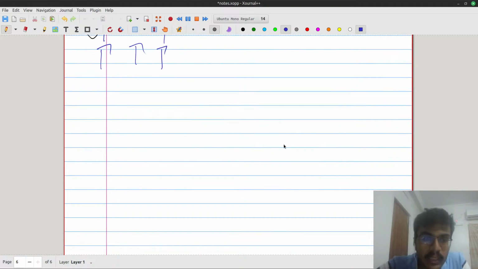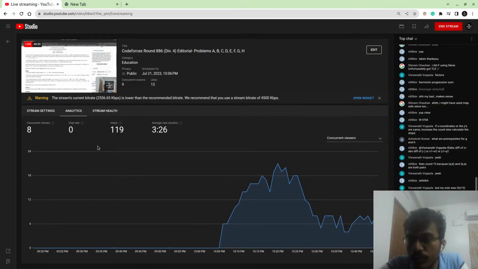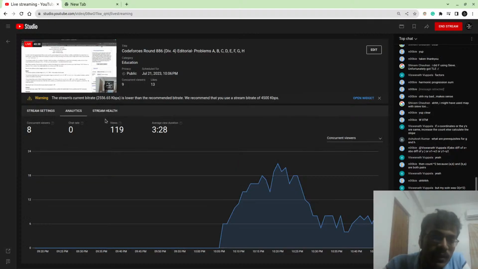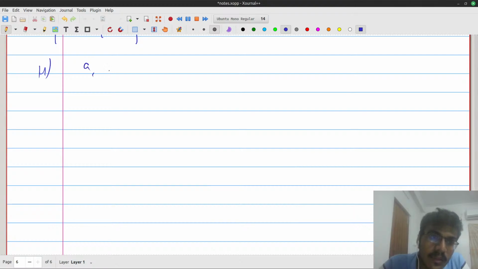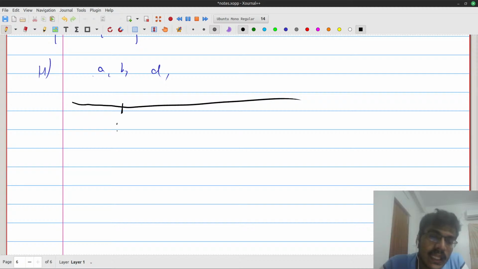I'll try to explain this. By the way, if you haven't seen graphs before, it might be a bit difficult also. Let's take an example of A_i, B_i and D_i. I'll take A1, B1 and D1. We have a number line like this, and the condition is that soldier A1 should belong to a camp that is situated D1 meters in front of B1. So if B1 is over here and A1 is over here, this distance has to be D1.